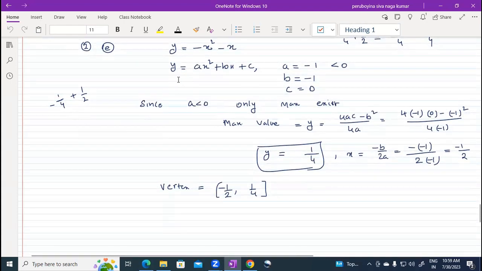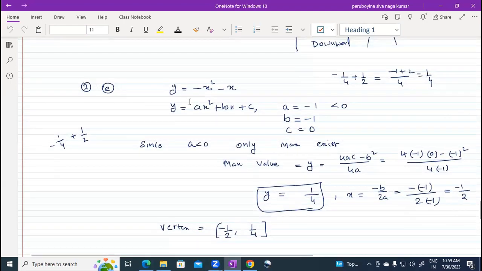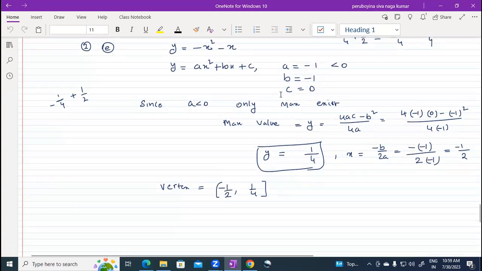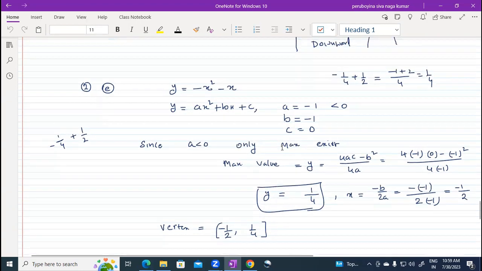So take the second question, y equal to minus x square minus x. Compare with y equal to ax square plus bx plus c. And here a equal to minus 1, which is negative, b equal to minus 1, and c equal to 0. Since a is negative, the curve is a downward curve.